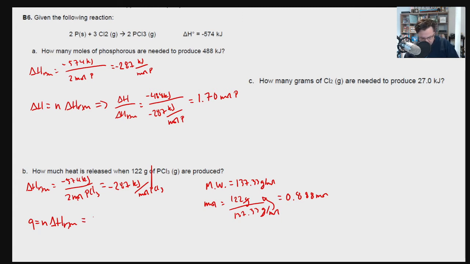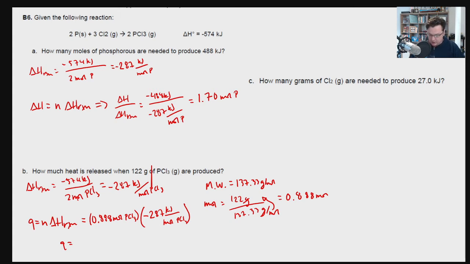We can throw that into this equation, right? So we have 0.888 moles of PCl3. Multiply that now by the delta H of the reaction that we had standardized earlier, right? So that's negative 287 kilojoules per mole of PCl3. So we get all of that. So now Q is going to be equal to 0.888 times negative 287, right?